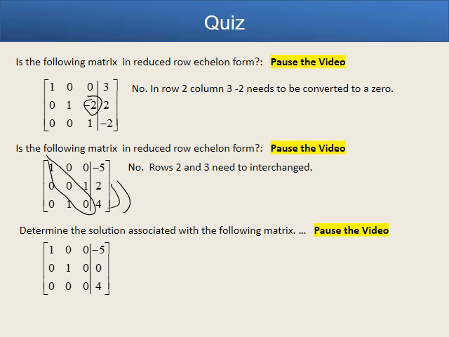Determine the solution associated with the following matrix. Pause the video. The third equation is saying 0 is equal to 4. This system has no solution.